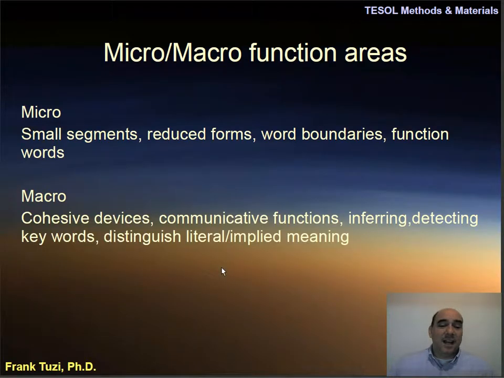Macro functions here. With speaking, you can focus on small segments like pronunciation and reduced forms, right? Like, what are you doing? Hiya, how are ya? What's up? Or as my daughter would say, what's up? A reduced form. You can talk about word boundaries and how they blur. You can focus on function words and speaking with function words. Again, at the macro level, you can do cohesive devices. You can do communicative functions: inferring, detecting keywords, distinguishing literal and implied meanings in spoken words.